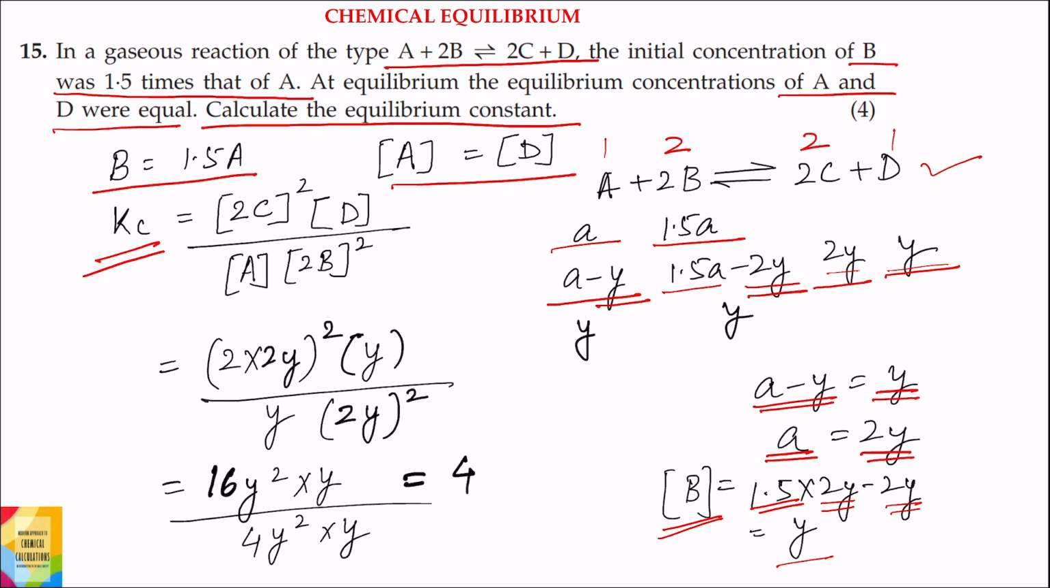Now putting the values in the expression for equilibrium constant, for C we get 2C, that is 2 into 2Y whole square.